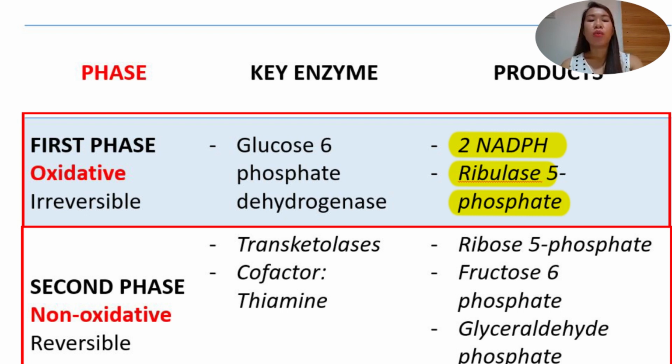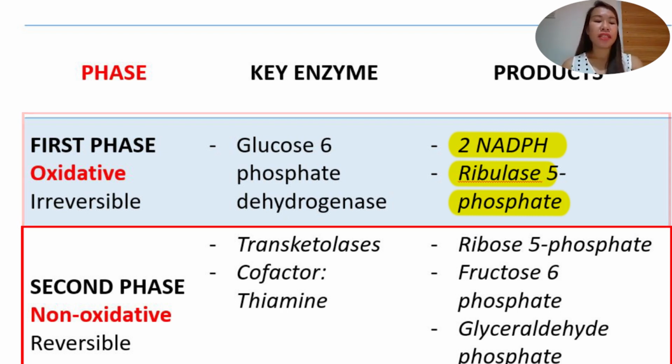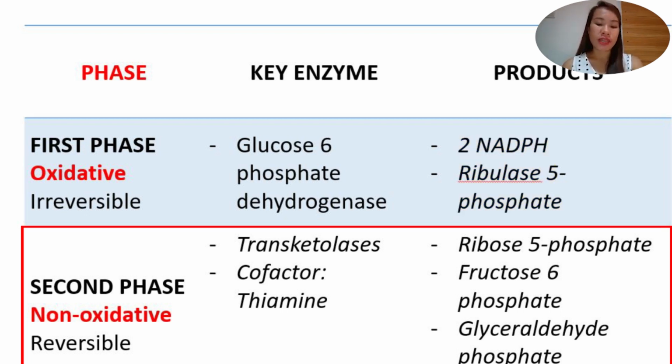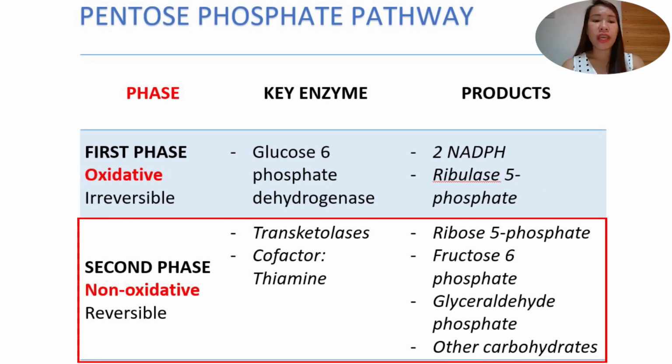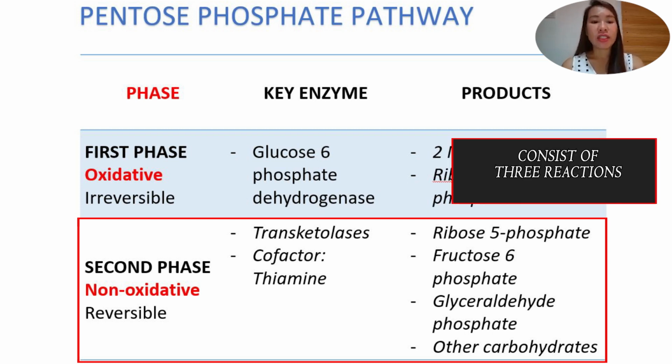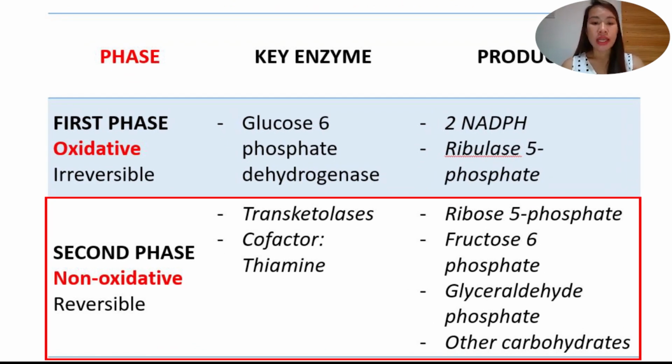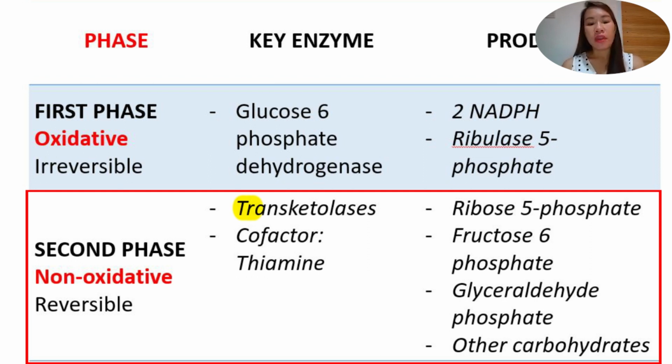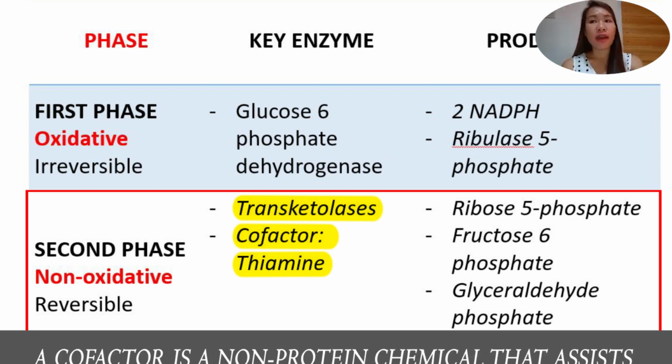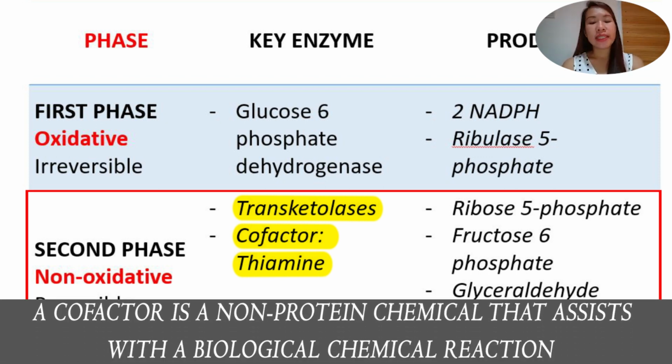Okay? Now we proceed to the next phase. We have the second phase, which is the non-oxidative phase, which I mentioned is reversible. Before I forget, this first phase consists of 3 reactions, which we are going to talk about later on. So here in the second phase, we have the key enzymes. We have transketolase with a cofactor, which is thiamine. So when we talk about cofactor, these are non-proteins that help in the biochemical reaction.